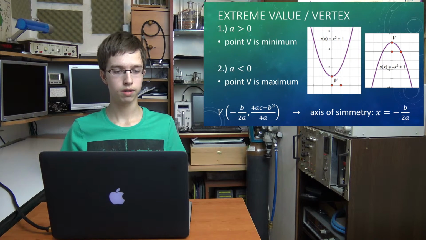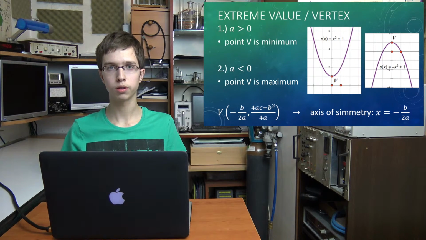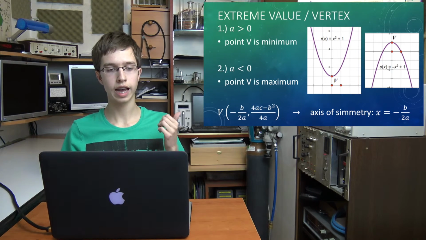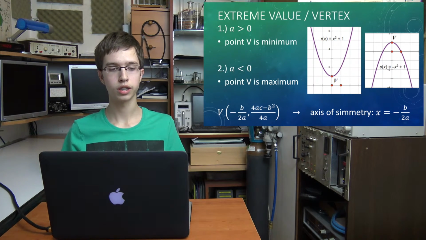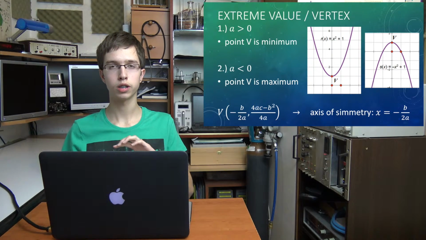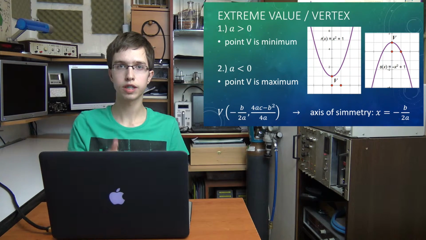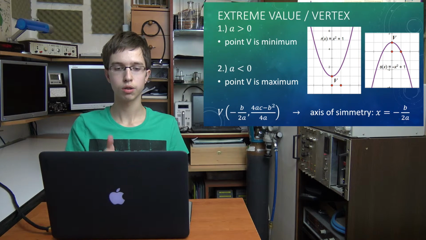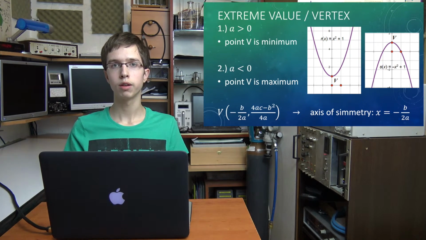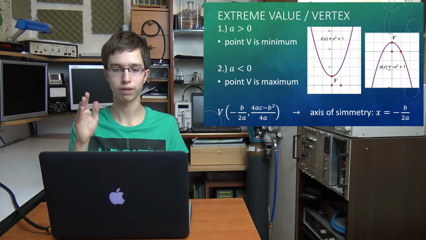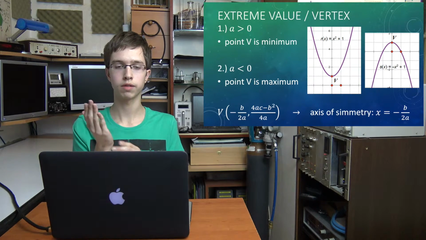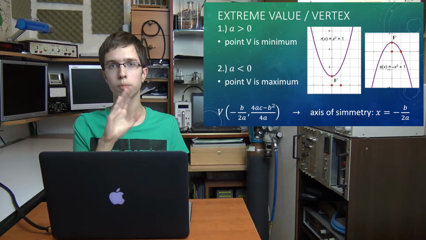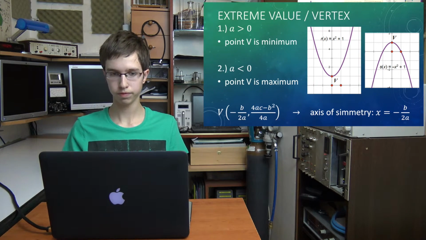And in this expression for V, the point of vertex, we have its x and y coordinates expressions, where x is equal to minus b over 2a, which is also the axis of symmetry of this parabola. So it is a straight line which goes exactly through the vertex of the quadratic function, so of the parabola. It halves a parabola into two parts, left and right.